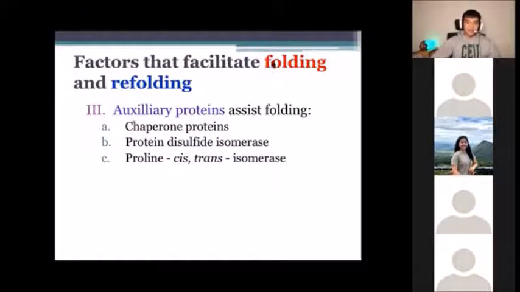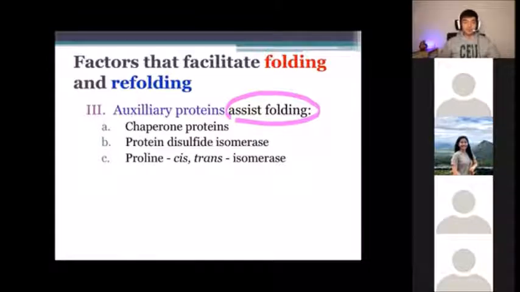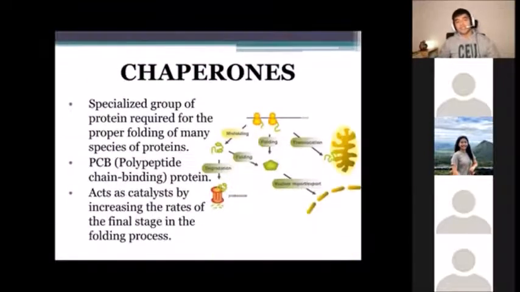Okay, so thank you. Moving on, let's have auxiliary proteins that assist folding. Remember, folding process has to be regulated because not all the time the product or the protein that will eventually be produced would be good. Kaya kailangan may nag-a-assist. Majority of the assistants are the chaperones as we discussed earlier. However, there are miscellaneous depending on their target protein such as protein disulfide isomerases and proline cis trans isomerase. So first, we have chaperones.